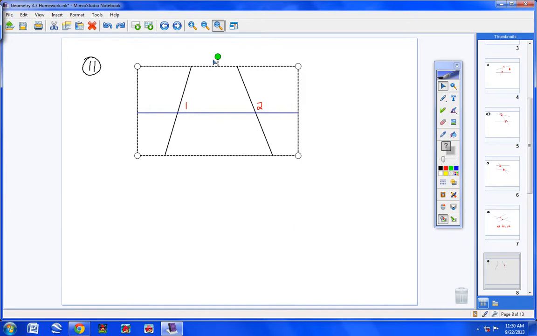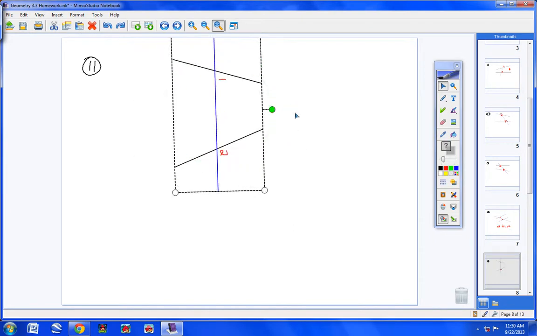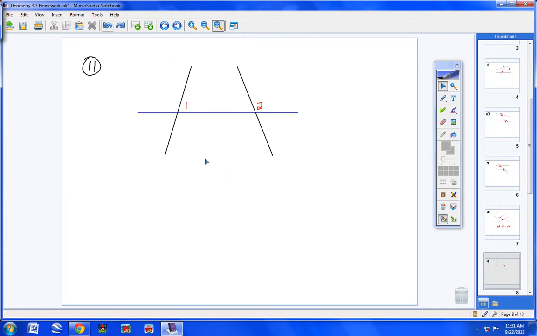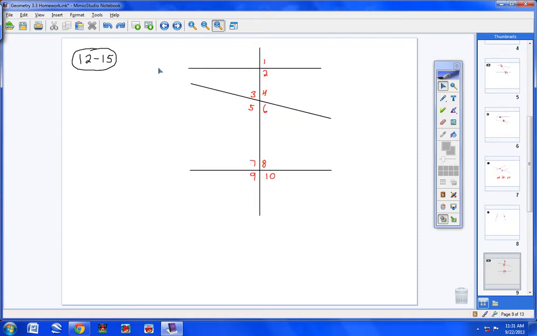If it helps you to see it by turning it, feel free to take your book and turn it, and that might help you. This angle here is below the black line. This angle here is below the black line. They're both on the same side of the transversal. We call those corresponding angles. Corresponding angles.